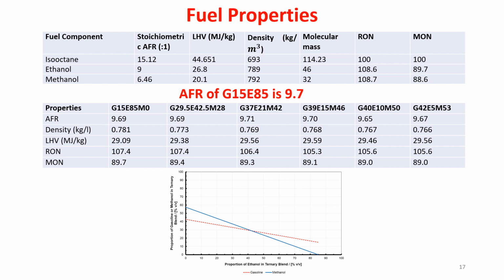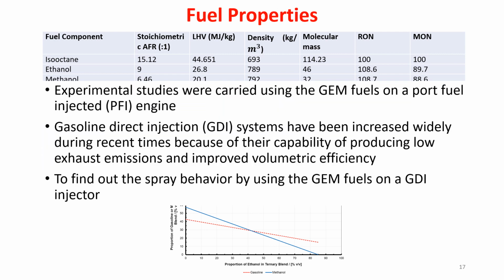This slide shows the fuel properties of ethanol, methanol, and isooctane, where the air-fuel ratio of the E85 G15 fuel is 9.7. Hence, the blends are formulated in such a way that the air-fuel ratio of the respective blends is similar to that of the E85 fuel.